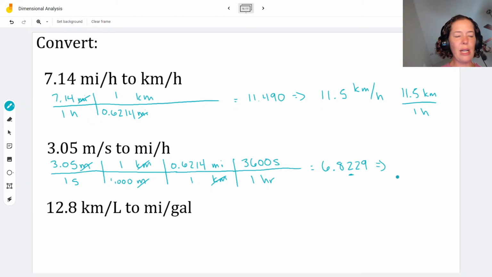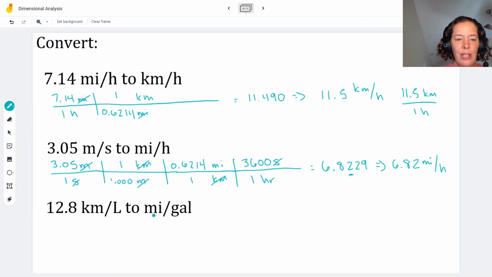I'm going to round right here. So this is 6.82. And now, let's see, seconds have canceled. So now you can check. You're in miles per hour. Miles per hour. All right. So again, you kind of have to get used to this. You have 2 units. You started with 2 units and you have ended with 2 units.